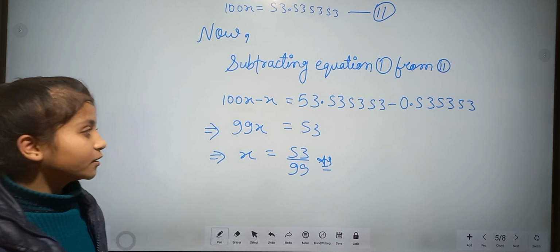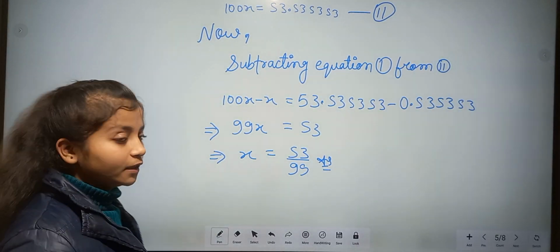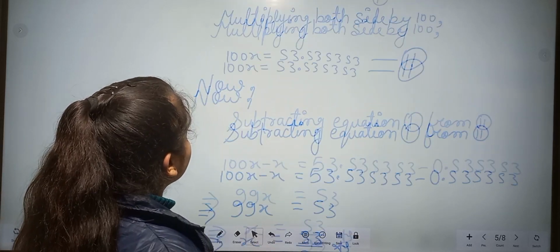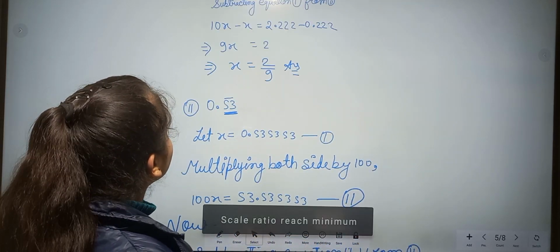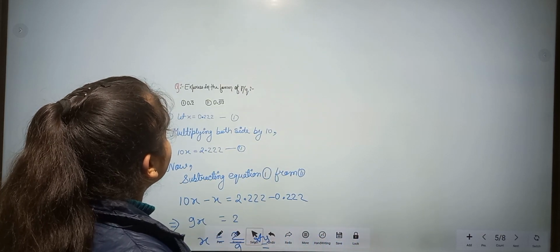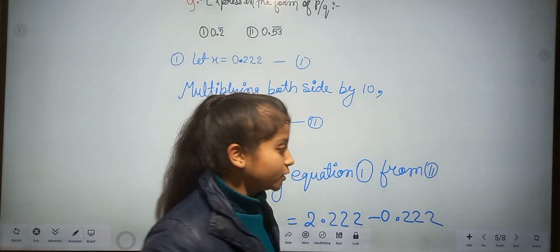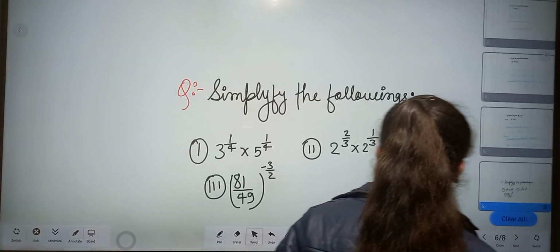So 0.53 repeating is now in the form of p/q, and the question is also saying to convert the following into the form of p/q. So this is our answer. I hope you understand this question. So let's move to our next question.